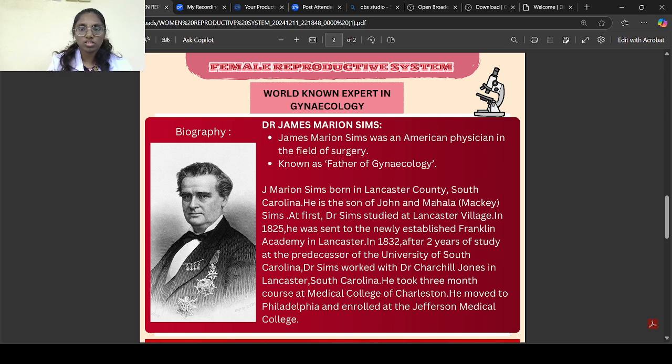At first, Dr. Sims studied at Lancaster Village. In 1825, he was sent to the newly established Franklin Academy in Lancaster. In 1832, after 2 years of study at the predecessor of the University of South Carolina, Dr. Sims worked with Dr. Churchill Jones in Lancaster, South Carolina. He took a 3-month course at the Medical College of Charleston. He moved to Philadelphia and enrolled at the Jefferson Medical College.